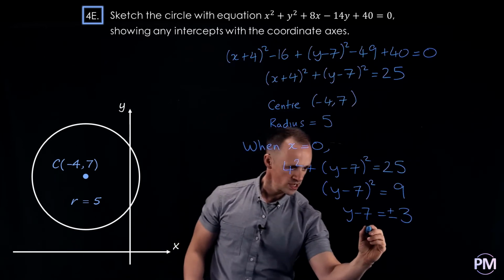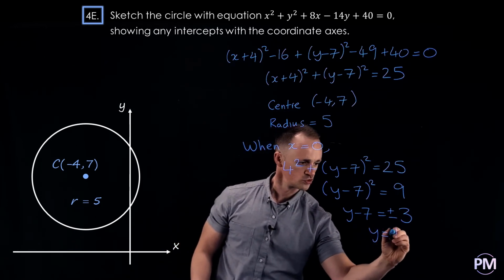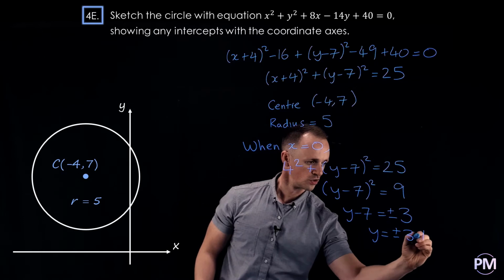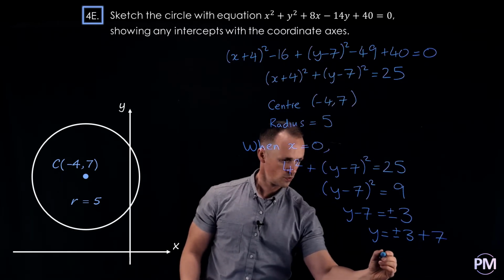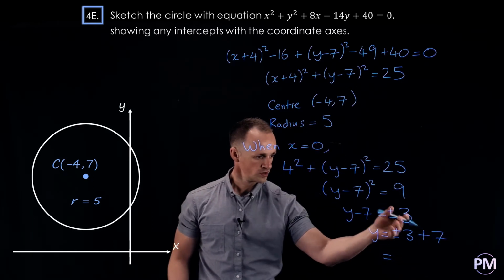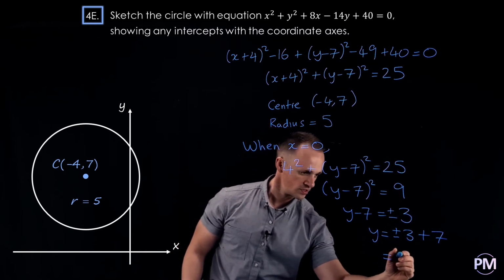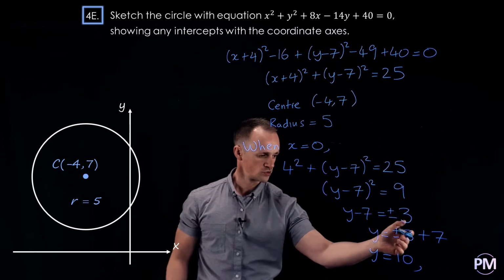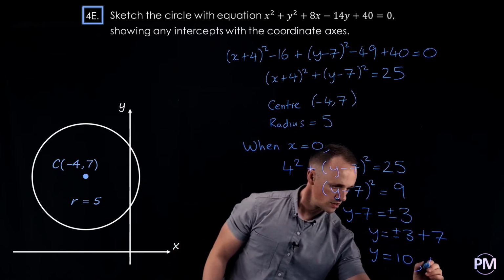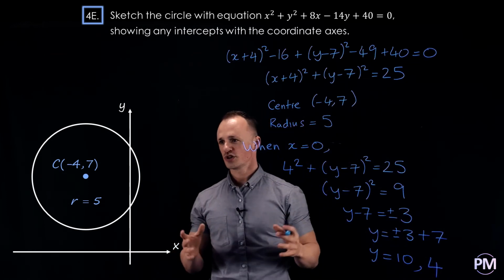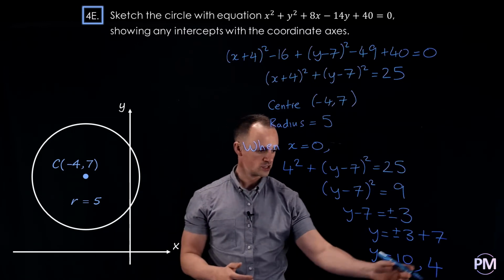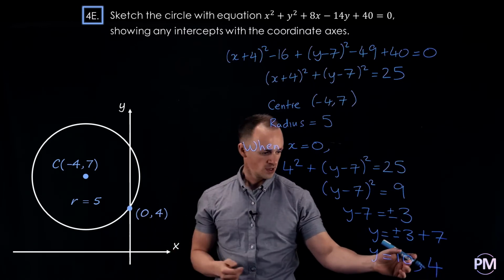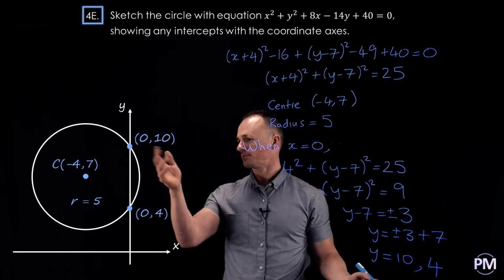So then we're going to get y equals plus or minus 3 plus 7, which gives us, if we use the plus 1, we get plus 3 plus 7, which is 10. Or if we use minus 3 plus 7, we get 4. So the 2 points where it crosses the y-axis are going to be 0, 4 and 0, 10.